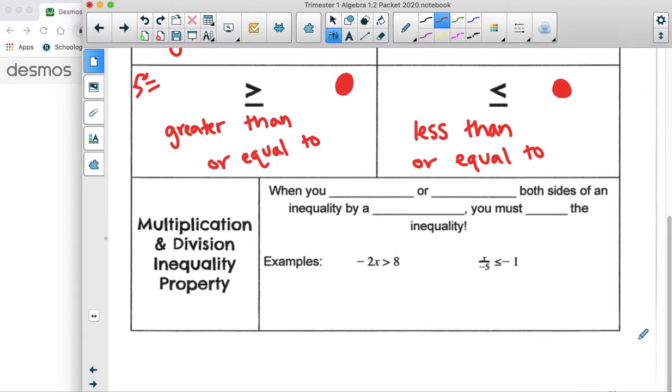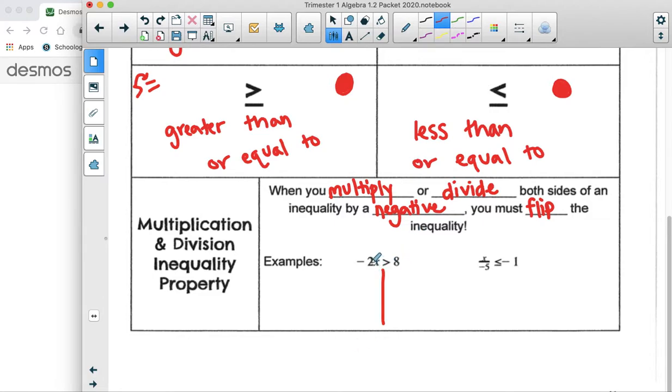Okay. All right, one really big part of solving inequalities is the multiplication and division inequality property, which says when you multiply or divide both sides of an inequality by a negative, you must flip the inequality. Okay. So for example, these ones are just the one-step inequalities. We're not going to do them on the back page because we're just going to go straight to two-step.